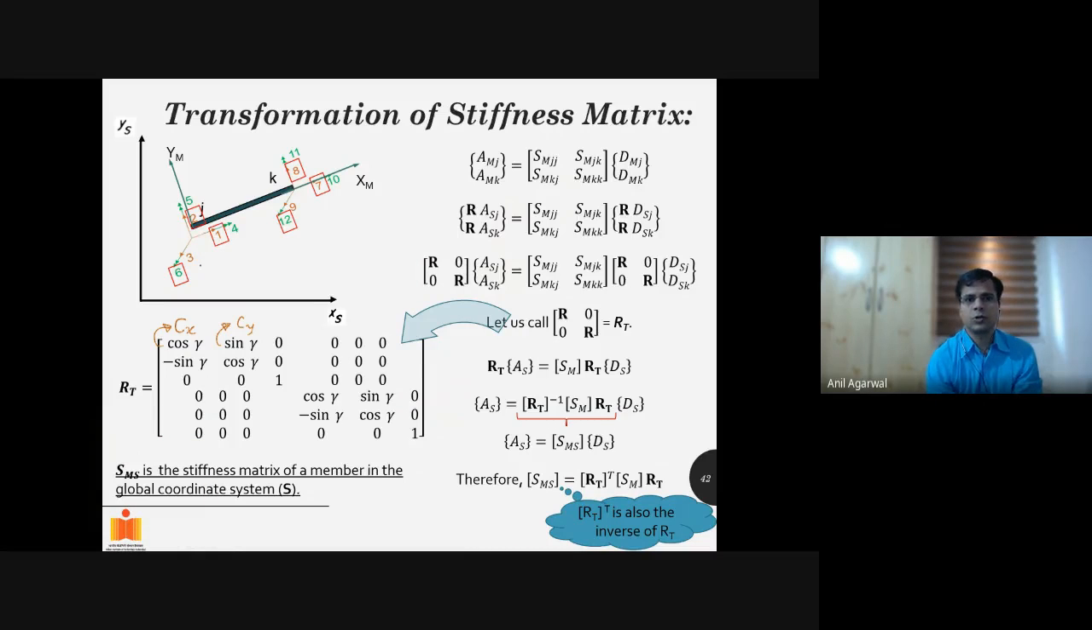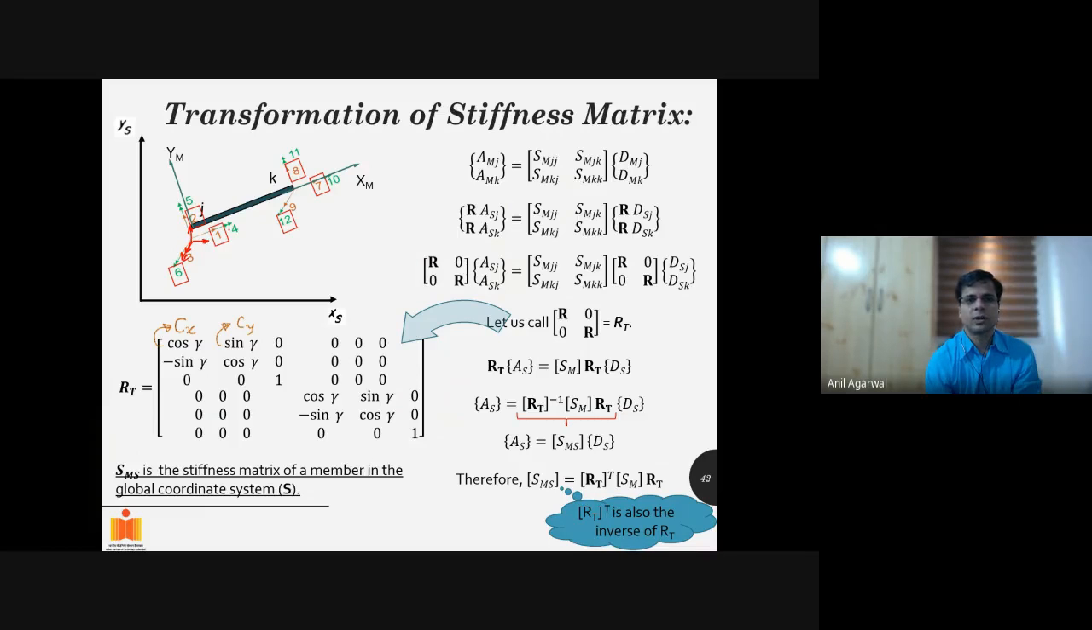So 1, 2, and 6 here, the way they are marked, are in the local coordinate system, the member coordinate system. That is AMJ and AMK. Those are the forces, AMJ for joint J and AMK for joint K. ASJ will be in this coordinate system.